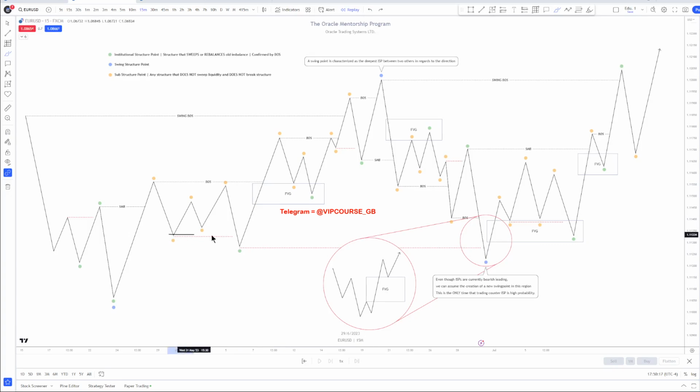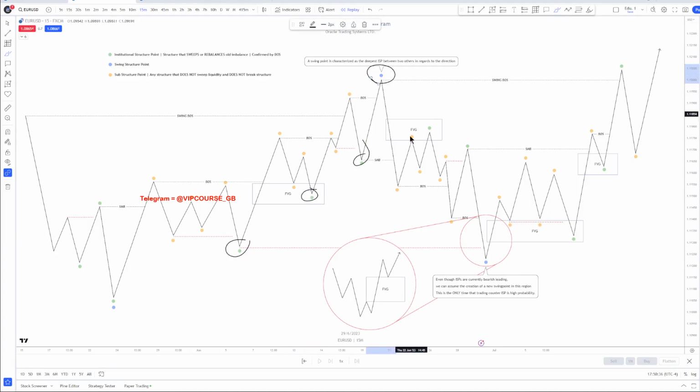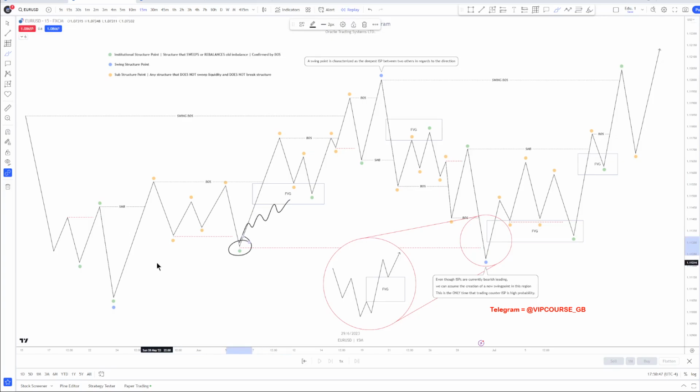But when we're looking at institutional structure, we can look at areas where they're likely to develop and call them unconfirmed institutional structure points and then trade in that direction. And that is really what our whole model is about. It's about trying to figure out where institutional structure points will form and then trade them as they develop. But if there's no break of structure and we start pulling up, this is still considered a substructure point.